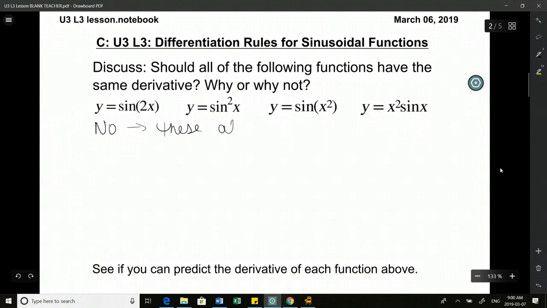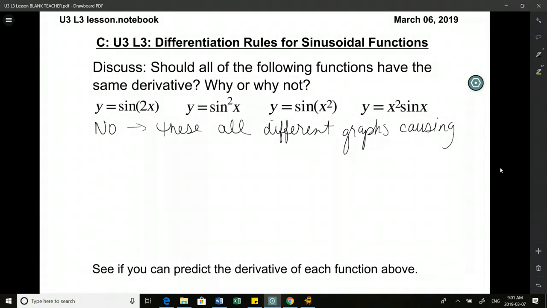So we'll say these are all different graphs, causing the tangents to have a variety of slopes, right? They're all going to have the slopes of the tangents changing differently, with different slopes and all of that kind of stuff.